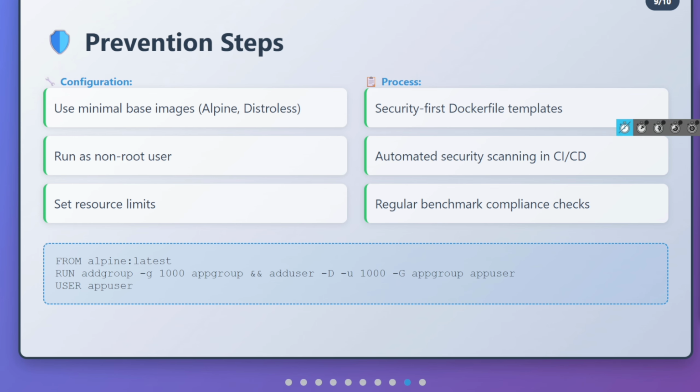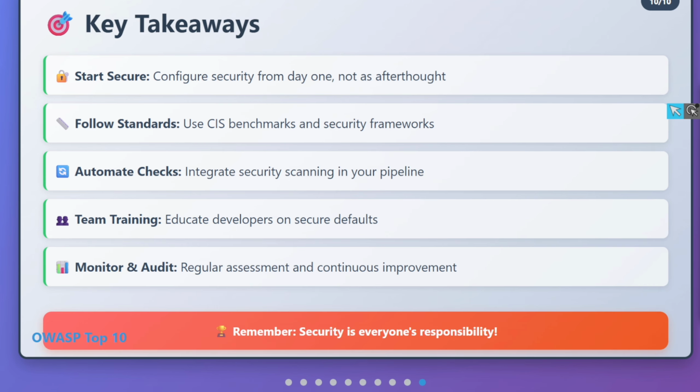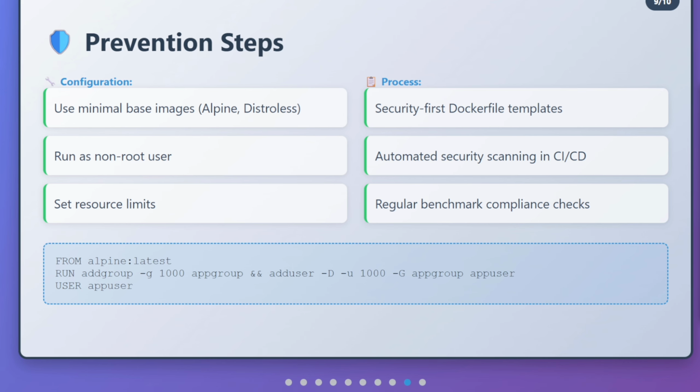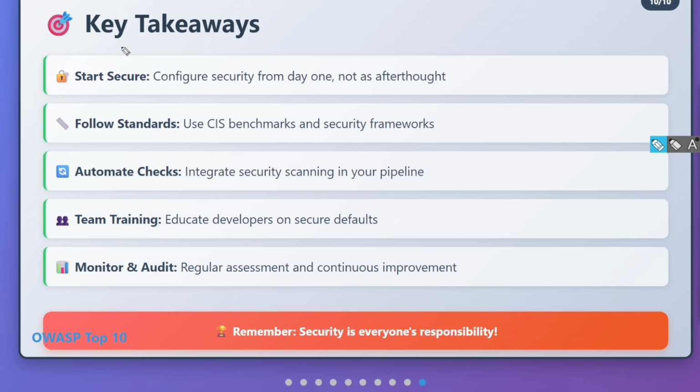Okay, and now we are going to discuss some key takeaways of whatever we have seen till now. So we need to make sure we start securing early. Configure security from day one and not as an afterthought. That means security should be baked into your container step by step from the beginning itself, not in later stages. So starting security in the early stages will avoid the cost of fixes and breaches down the line in future.